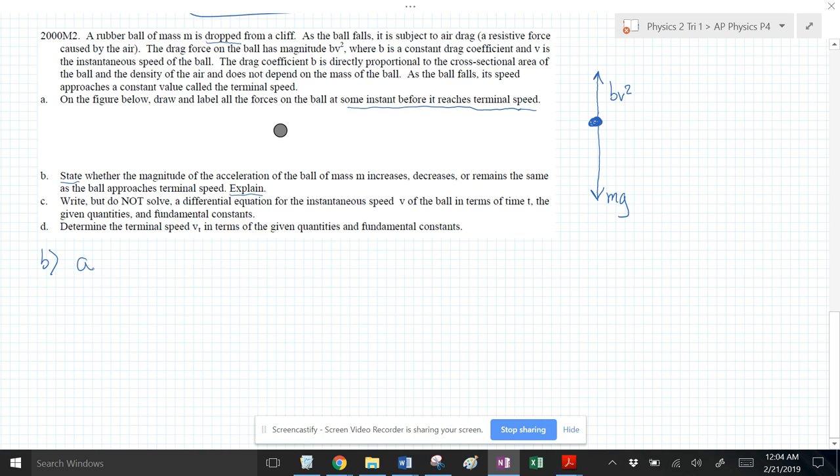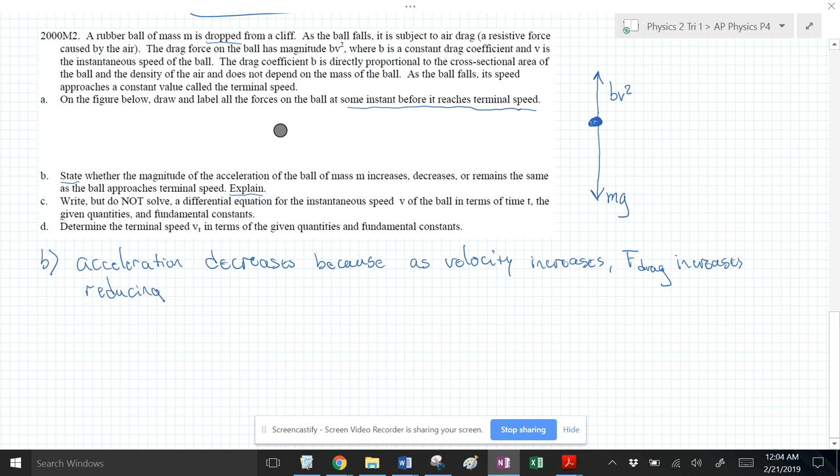So for B, acceleration decreases because as velocity increases, F drag increases, reducing the balance force, but here we're going to use the AP wording, reducing the net force and therefore the acceleration. Okay, so it says explain, so you've got to have a few links in the chain there explaining why your answer is correct.